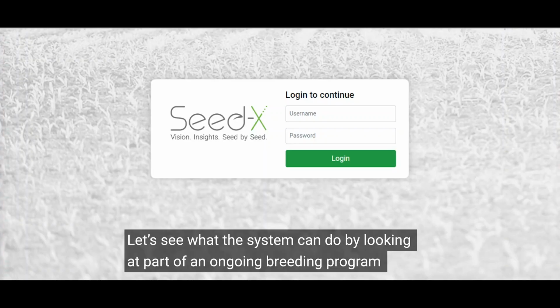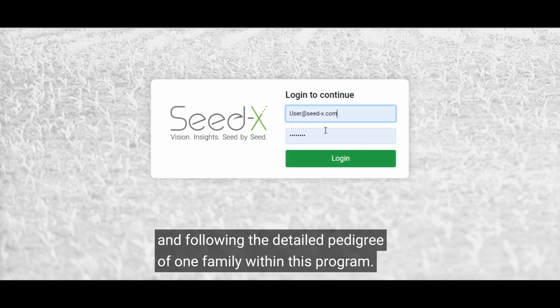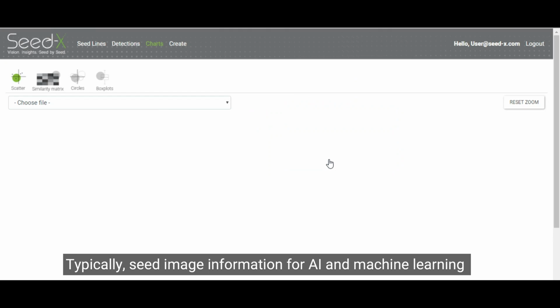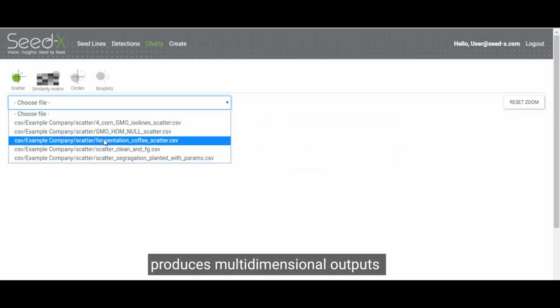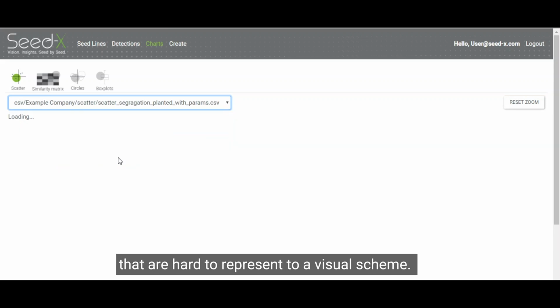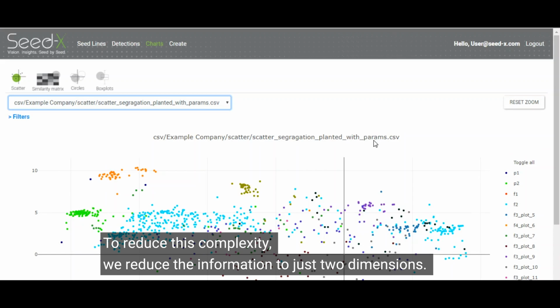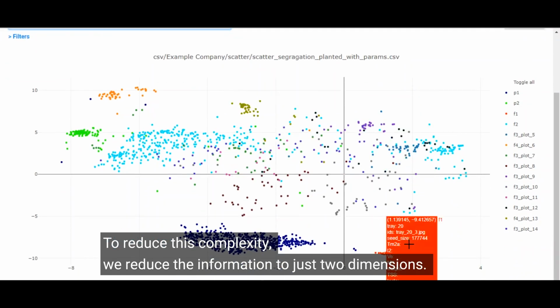Let's see what the system can do by looking at part of an ongoing breeding program and following the detailed pedigree of one family within this program. Typically, seed image information for AI and machine learning produces multidimensional outputs that are hard to represent in a visual scheme. To reduce this complexity, we reduce the information to just two dimensions.